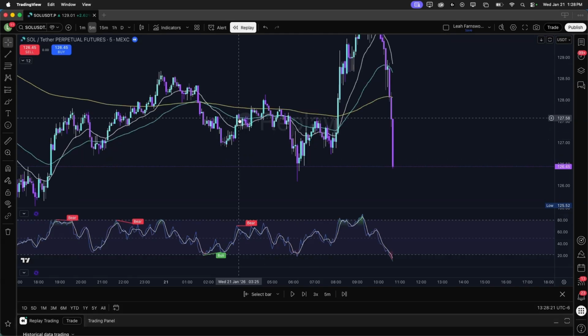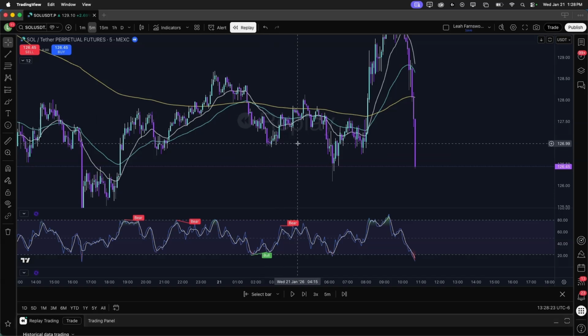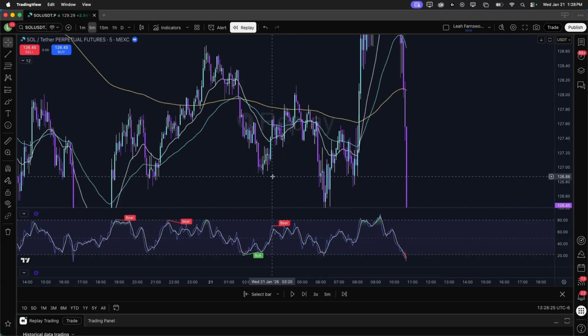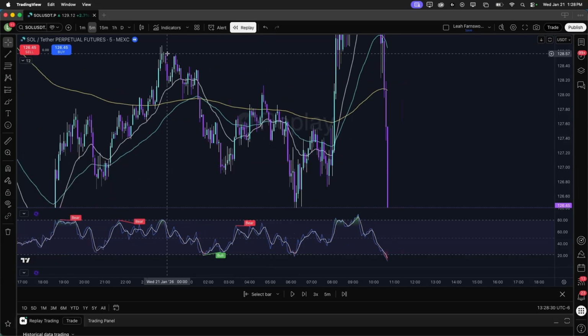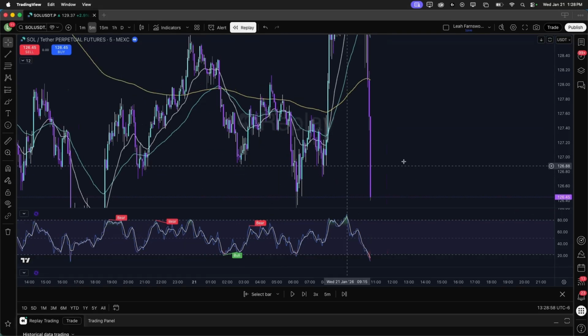Even if we come back to this little part here, I wouldn't necessarily be taking a long here. One, because we don't have a 20/50 EMA cross here. We're still in an overall higher downtrend. And we got a bearish divergence. That would be excellent for a short play though.